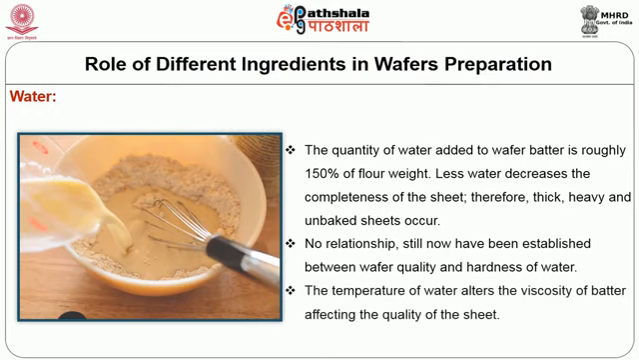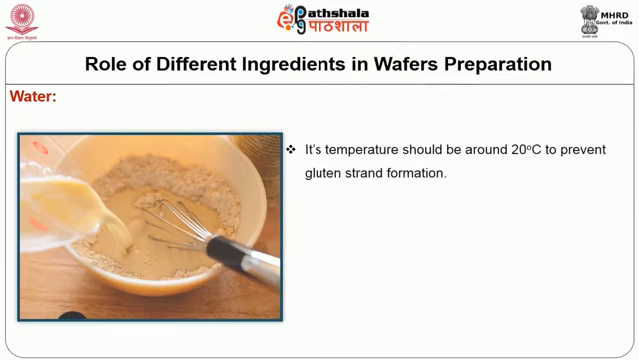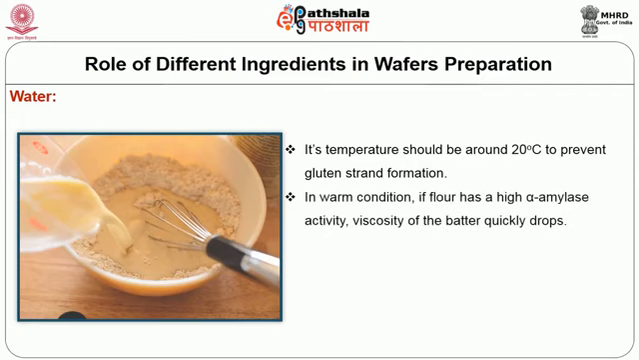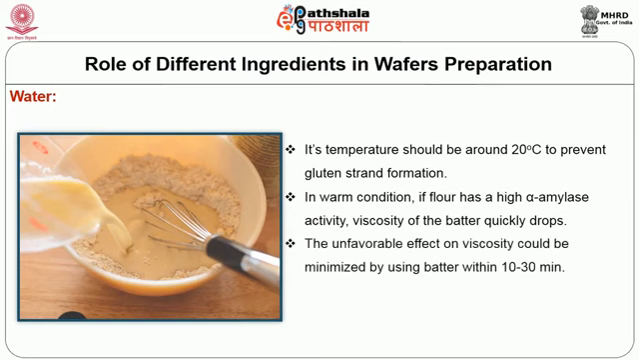The temperature of water alters the viscosity of batter, affecting the quality of the sheet. Water temperature should be around 20 degrees Celsius to prevent gluten strand formation. In warm conditions, if flour has a high alpha amylase activity, the viscosity of batter quickly drops. The unfavorable effect on viscosity can be minimized by using the batter within 10 to 30 minutes.